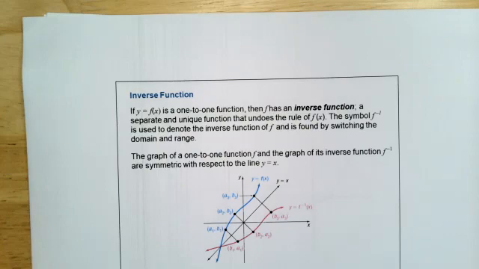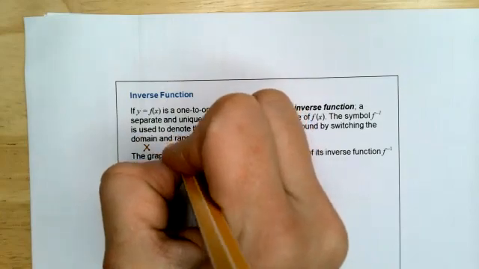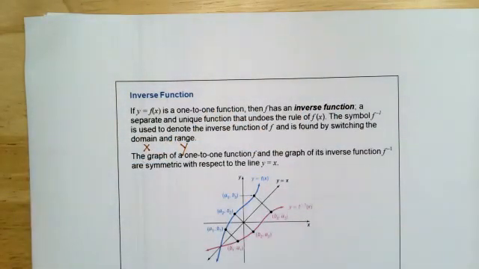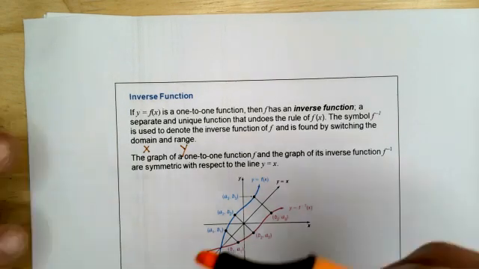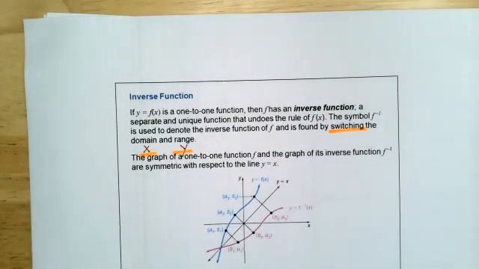The symbol f^(-1) is used to denote the inverse function of f and is found by switching domain and range. Right? Domain is x, range is y. We're saying switch x and y to find your inverse function. All right. If you have f of x, f^(-1) of x will be what happens when you take y and replace it with x, take x, replace it with y.